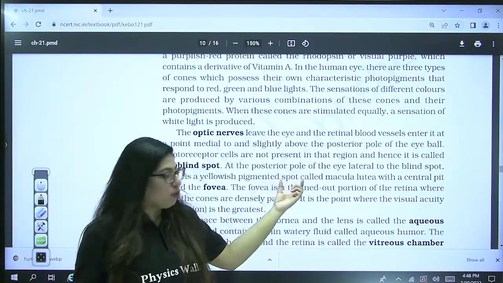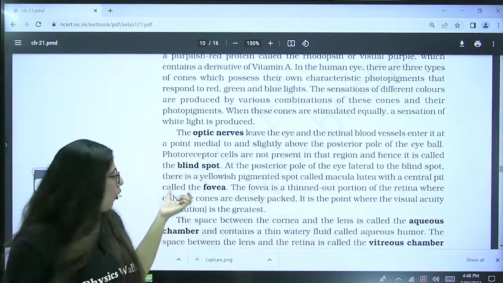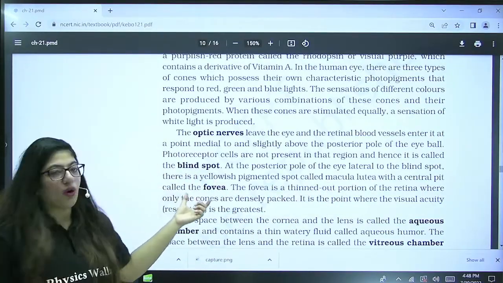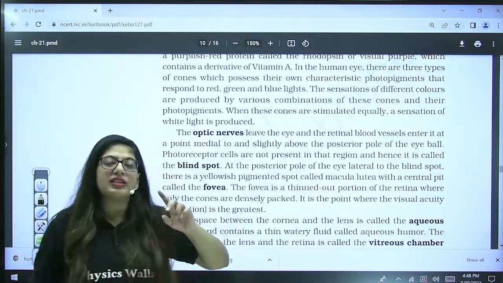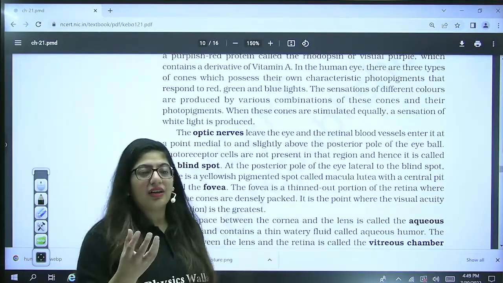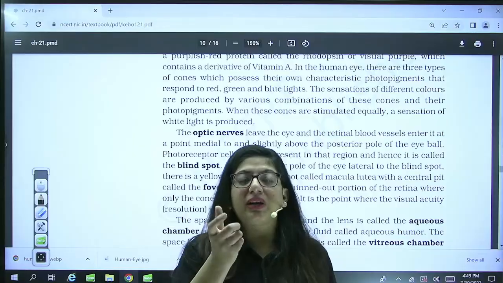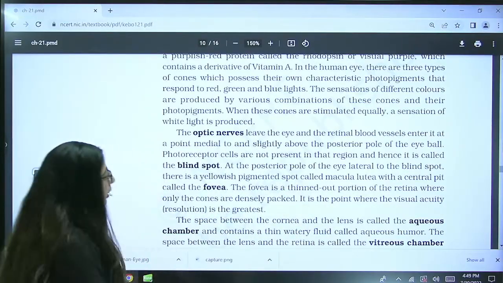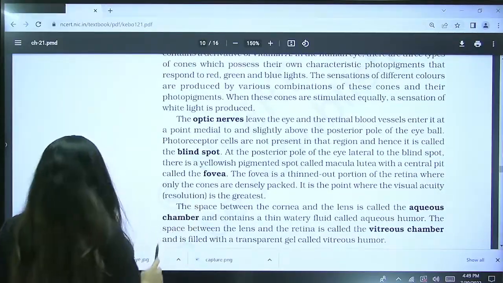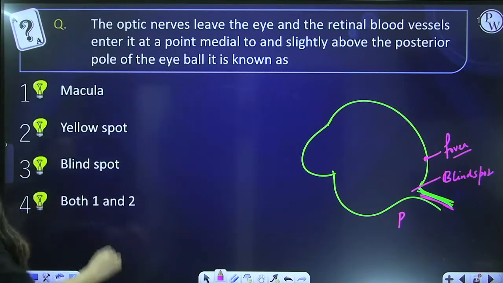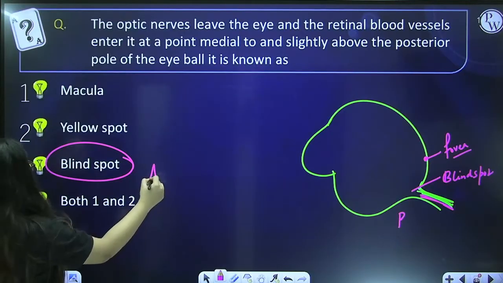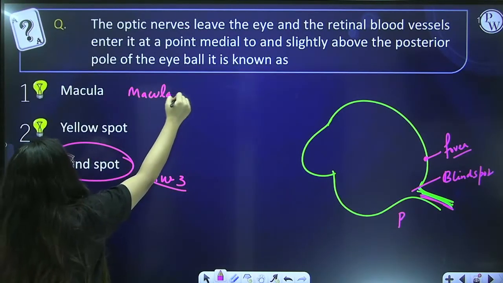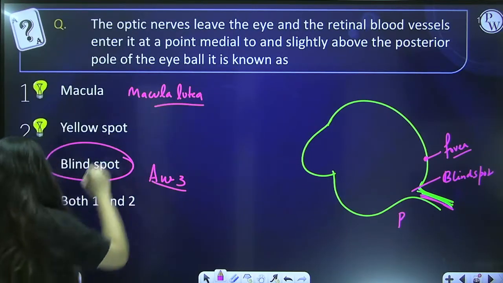At the posterior pole of the eye, lateral to the blind spot, there is a yellowish pigment called macula lutea with the central pit called fovea. So the full name of macula is macula lutea. Lutea is a word that comes from lutein. Lutein is a pigment, and wherever the word lutein comes, that means yellow in color. Okay, all right. And what's the name of the spot, guys? Blind spot. Answer is 3. And macula is also known as macula lutea. All right, next.